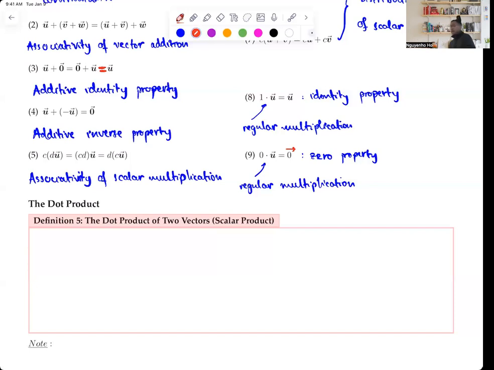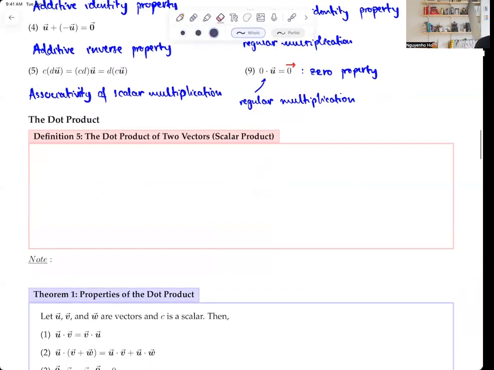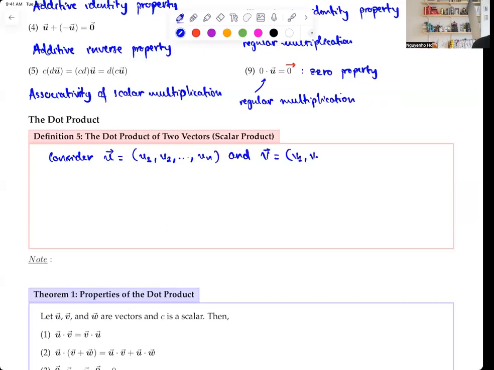Now let's move on to the main topic of this lecture, the dot product. I'm going to give you two n-dimensional vectors, and the formula to calculate the dot product of the two vectors. Consider vector u equal to u1, u2, up to un, and vector v equal to v1, v2, up to vn in Rn.